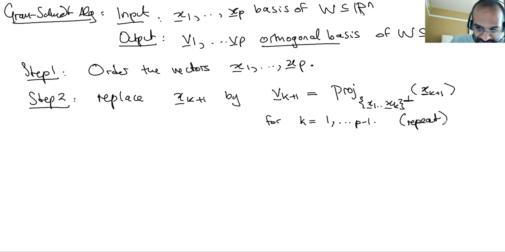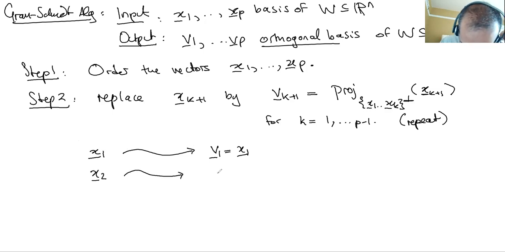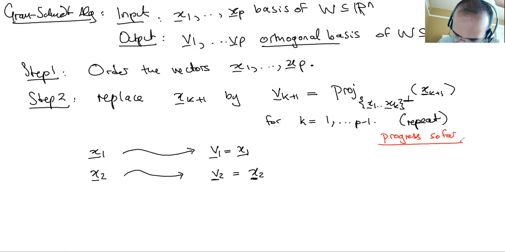So the algorithm looks like this, right? You have x1. Well, what's the projection of x1 orthogonal to the previous vectors? There are no previous vectors. So v1 is just equal to x1. Nothing happens. x2 is the first interesting vector. This gets mapped to v2. And now this is the sort of fun part. Let's keep track of our progress so far. So this is a partial orthogonal basis we've got so far. So far we just have v1.